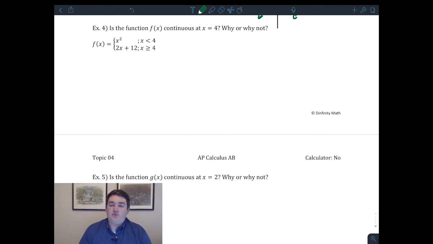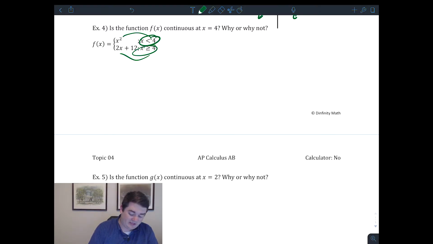So you may have noticed in all 3 of those examples, those functions could be expressed as piecewise functions. And piecewise functions are really popular ones to ask questions about continuity. So when we look at example 4, we're asked, is this function continuous at x equals 4? And you'll notice x equals 4 is the breaking point of this piecewise function. So let's talk about it in basic terms, and then we'll come back and revisit it with the calculus definition of continuity. When I look at this piecewise function, what I want to do is plug 4 into both of these pieces and see if I get the same value.